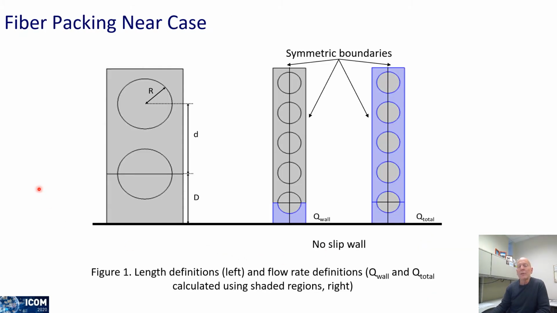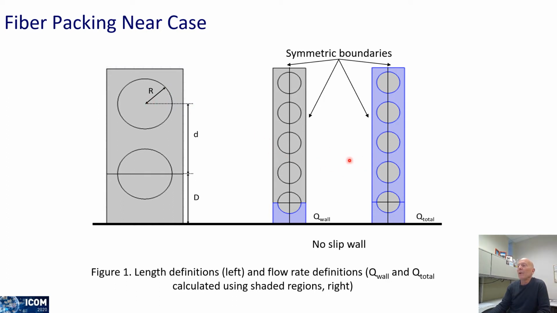Before presenting the results, I want to talk about the terminology we use here. Over here on the left, you see some of the terminology to indicate the dimensions of the problem. This uppercase D represents the distance from the no-slip wall up to the center of the very first fiber. The lowercase d is the distance between the center of fibers, which is related to the fiber packing. Finally, R represents the radius of each fiber.